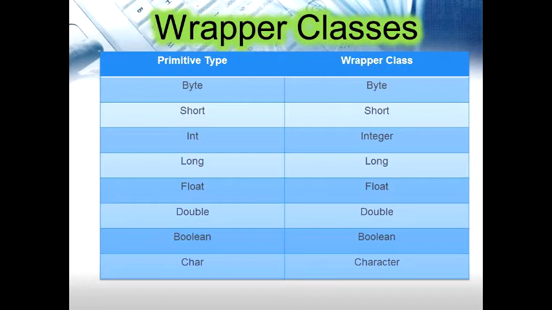The first one is to store primitive data types as an object, to allow primitive data types to have functionalities like conversion from one type to another.